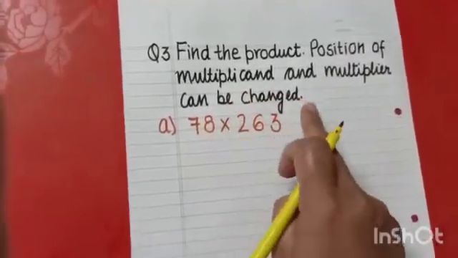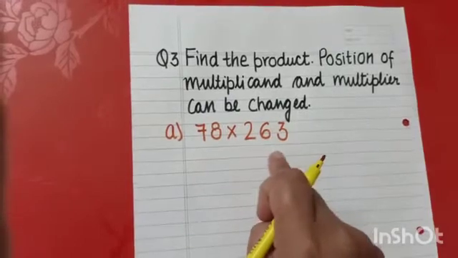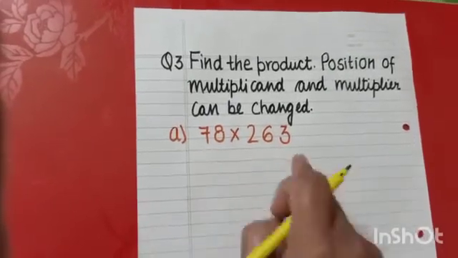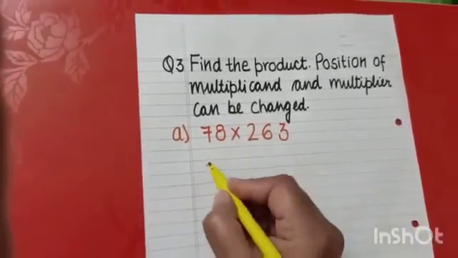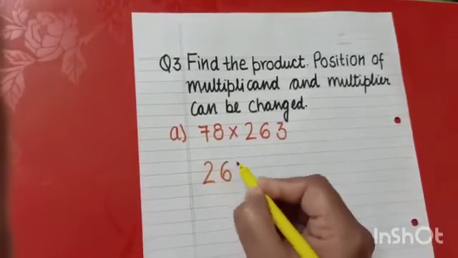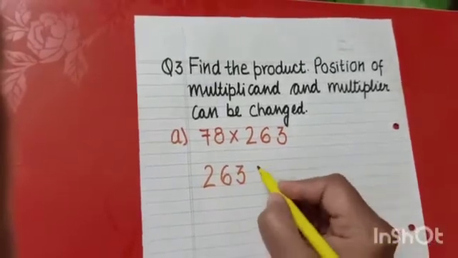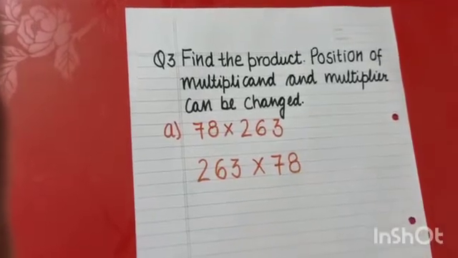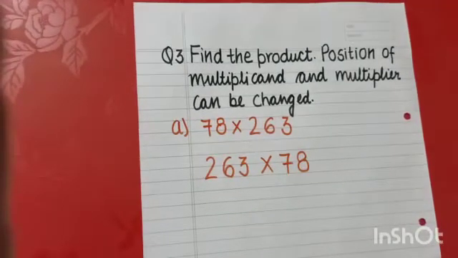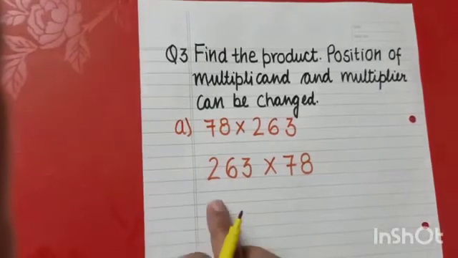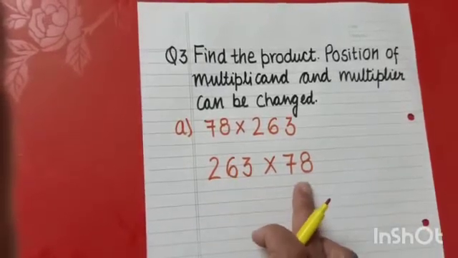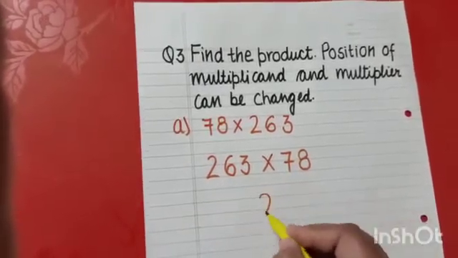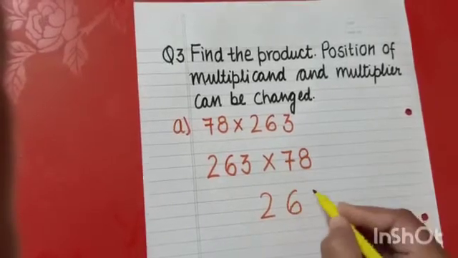This is optional for you. You can do by the direct method also, but I am changing it here for you. I am making 263 the multiplicand and 78 the multiplier. This is now my multiplicand, this is my multiplier. So let's start multiplication.